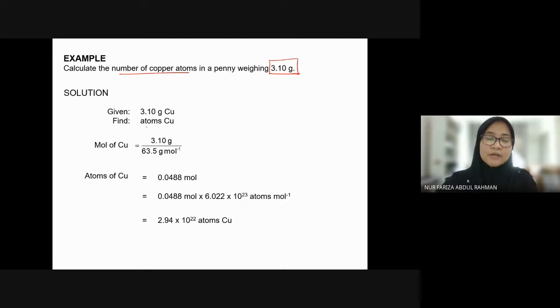Okay, so normally students will go for this method, using the formula. So the mole of copper: we have the mass divided by its molar mass, and then we have the answer. And do not stop there, because the question is asking for the number of atoms. So we proceed further. We have to multiply with the Avogadro's constant. So this is the final answer.